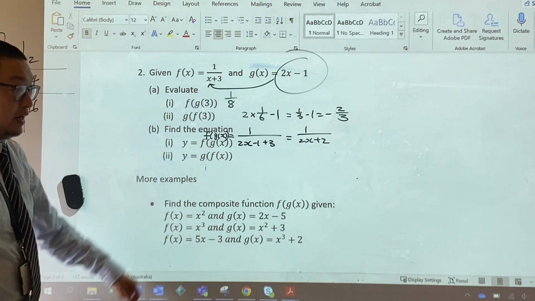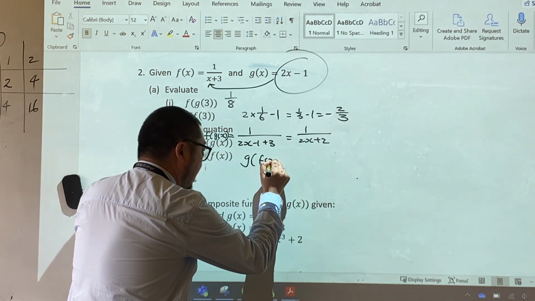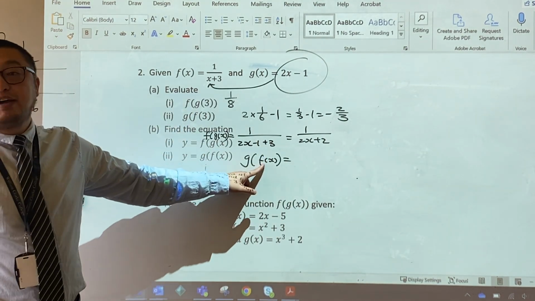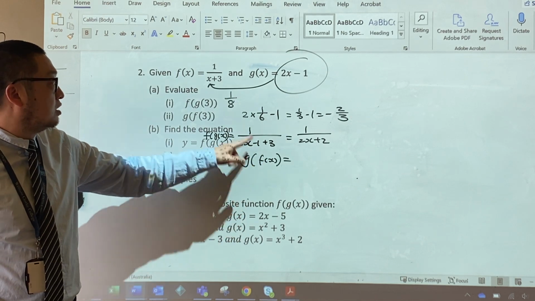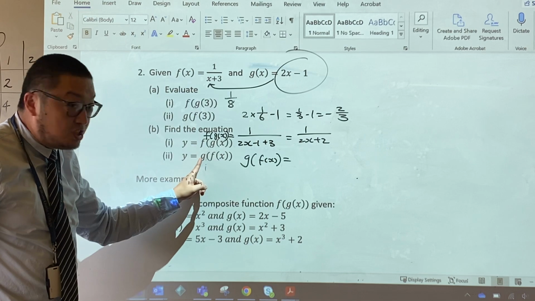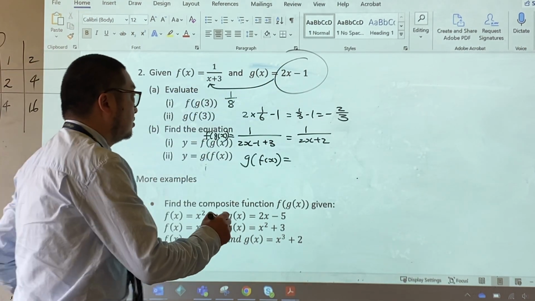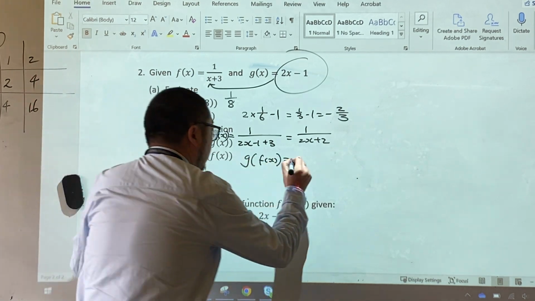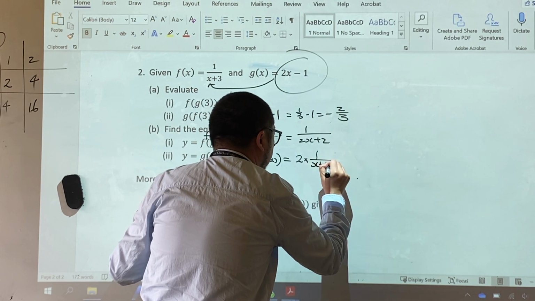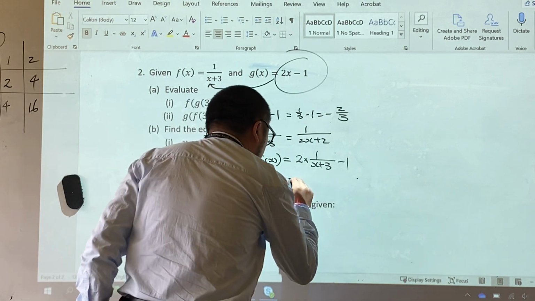Okay, let's do it. So I'll show you a good habit of working. Let's write down this one first. g of f of x like that. Then I go, okay, I'm doing my f of x. What's my f of x? That. This one goes into gx wherever x is. So is it 2 over x plus 3 minus 1? Yes. 2 times x, x is this. 2 over x plus 3 minus 1. Is that the final answer? Can you just move the 2? Yeah, correct.